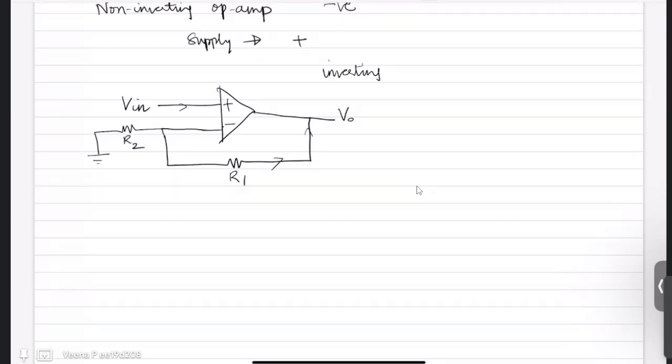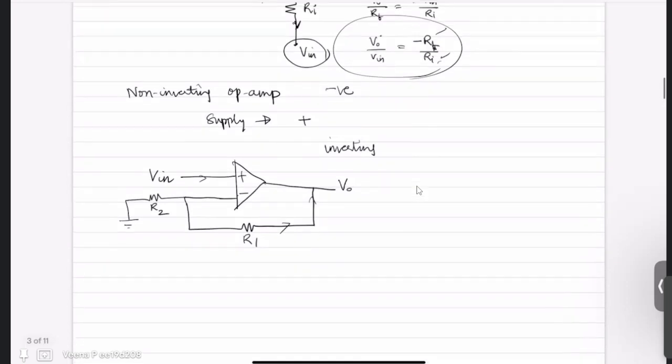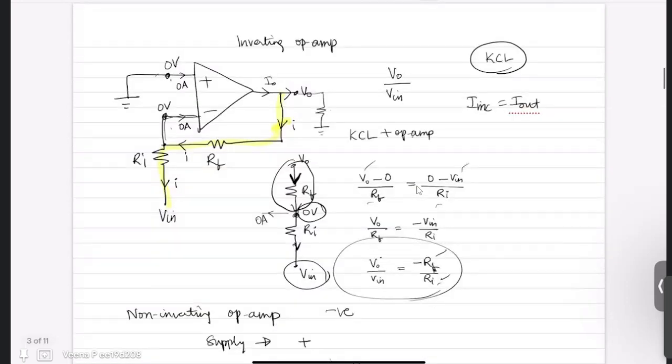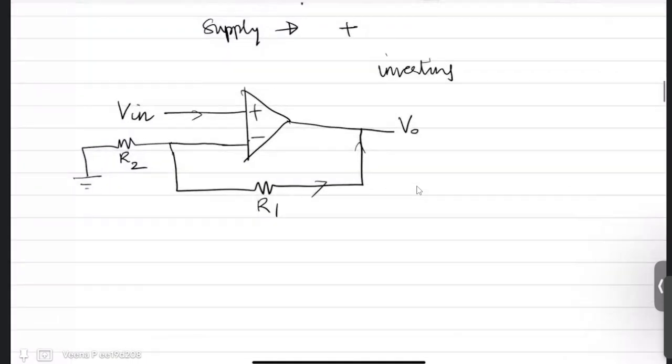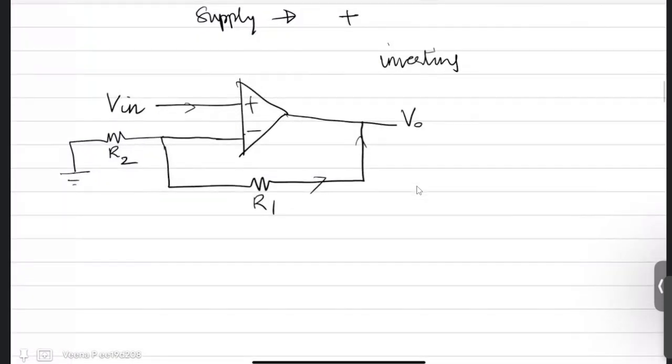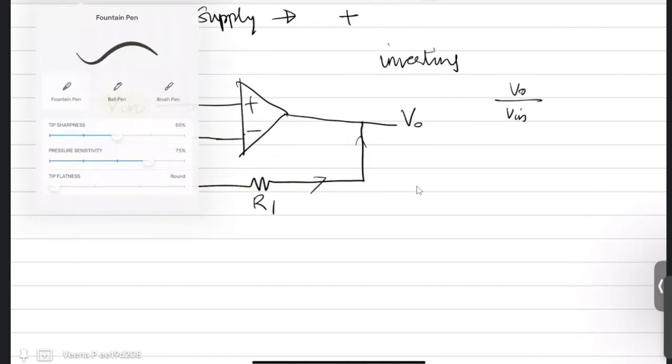So this is the circuit for a non-inverting op-amp. These both are conventional circuits. Your non-inverting op-amp looks like this and your inverting op-amp looks like this. If you want to solve your non-inverting op-amp, solving means, I repeat, getting the output by input equation. It is a negative feedback system where you give the supply to the non-inverting terminal. So this is your non-inverting op-amp.